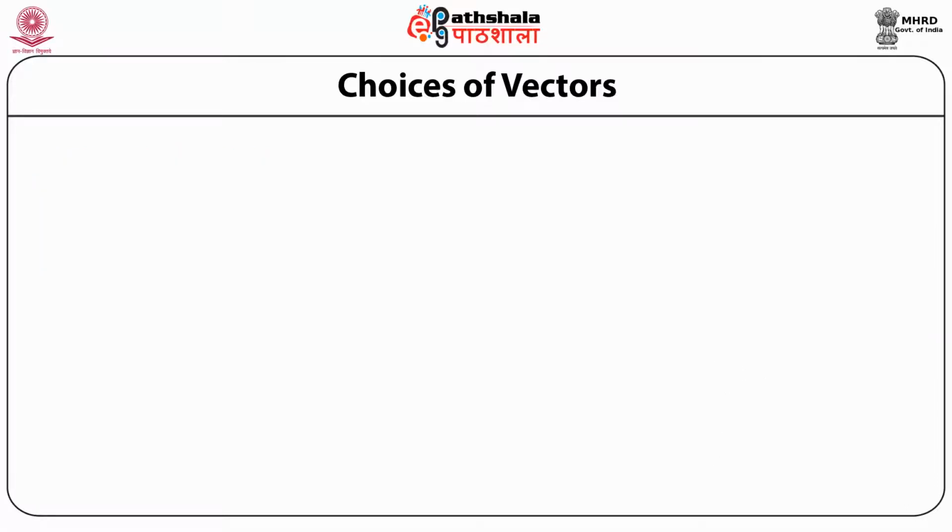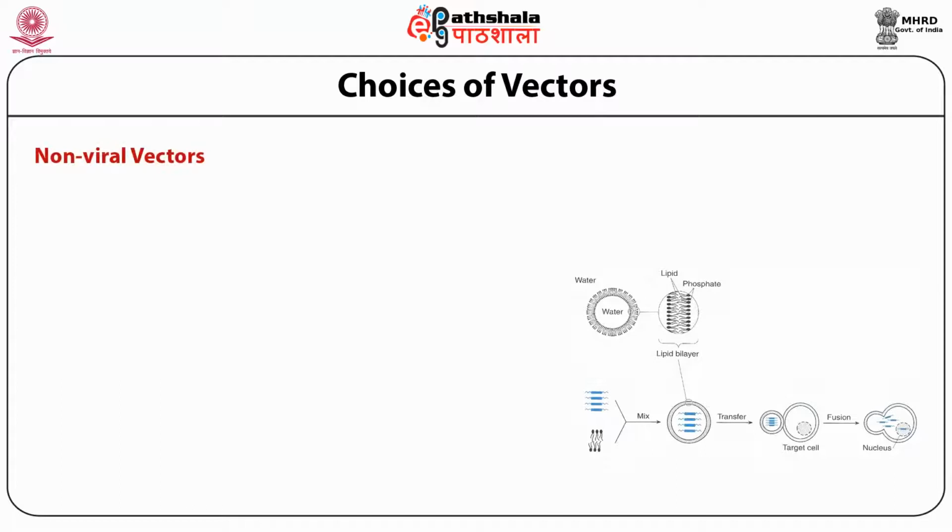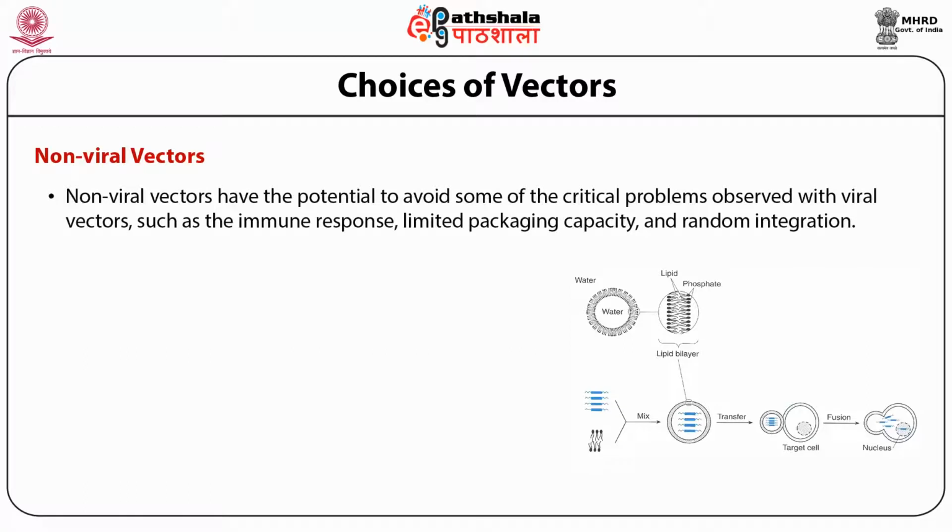As I already discussed, there are non-viral vectors also. Two types are widely used: liposomes and DNA or plasmid. These non-viral vectors have the potential to avoid some of the critical problems faced by viral vectors, such as immune response, limited packaging capacity and random integration. So these are the problems which can be avoided by using non-viral vectors.